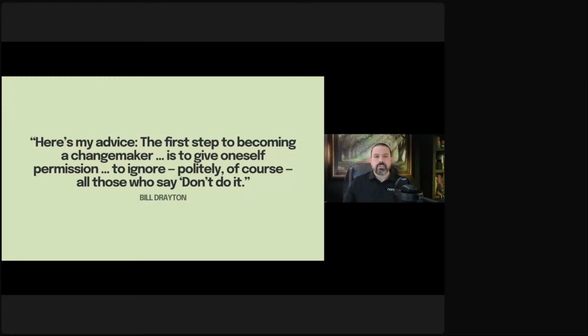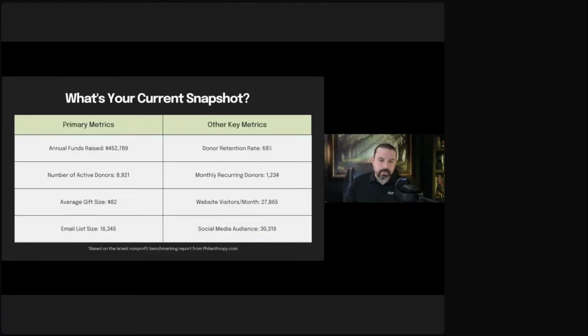And here's my advice in general, and this is Bill Drayton's advice actually: the first step to becoming a change maker is to give oneself permission to ignore, politely of course, all those who say don't do it. So what I just said to you, if you want to pursue crypto in your organization, do it. If you want to pursue a brand new idea for fundraising or for getting volunteers in the pipeline, go ahead and do it. Some of those ideas that seem wild, that seem like the world's not ready for them, really do work in some settings. So feel free to implement things, but don't do it at the sacrifice of the fundamentals.